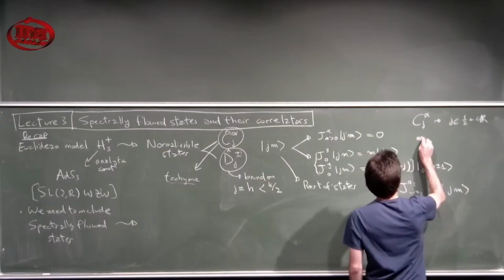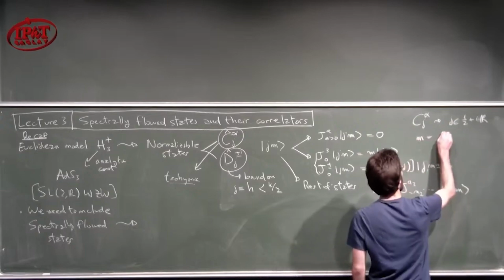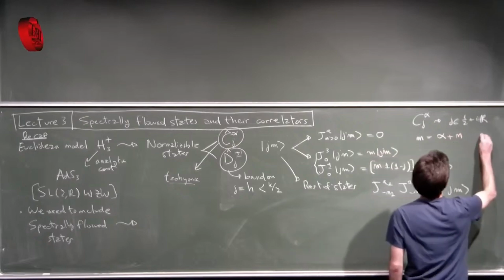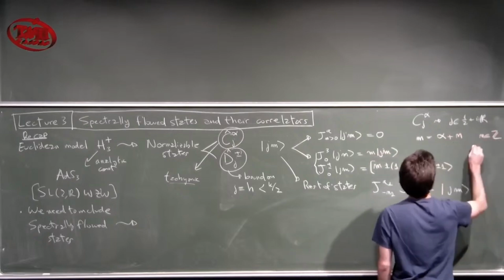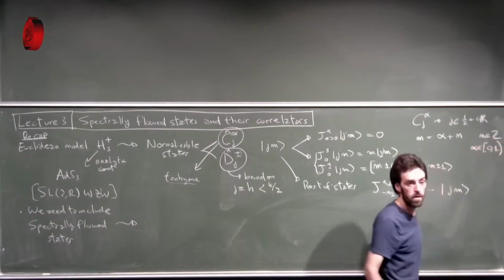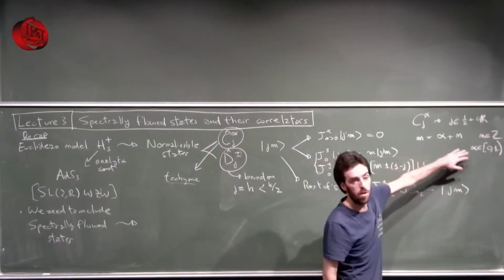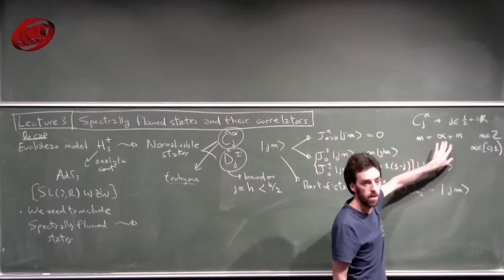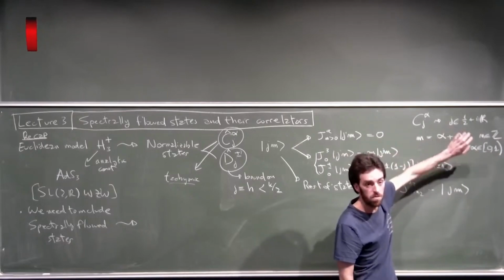But M, the eigenvalue, can take values which are alpha plus n, where n is an integer and alpha is some fixed number between 0 and 1. So it's like the fractional part of the M. But the main point about this alpha is that it's not set by J. It's independent.